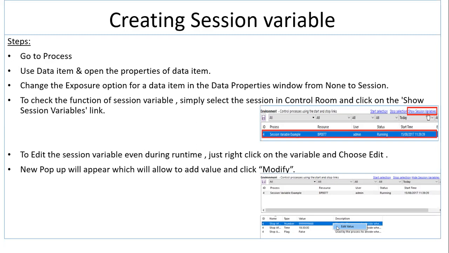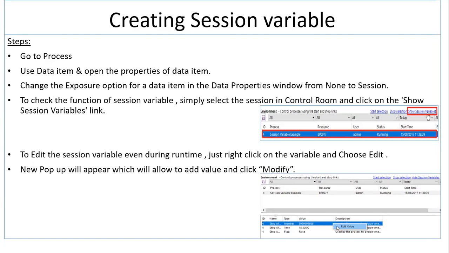And when the process starts running, you have to select the process, then click show session variable as highlighted in the screen. When you click show session variable, it is going to list the session variables which you've used in your process. You can see those session variables in the second screenshot which is attached. You can click any one of the variables whichever you want, and right clicking on that you will have the option to edit.